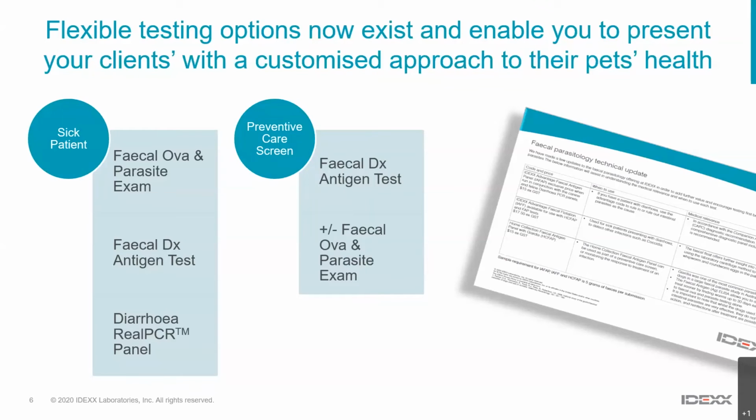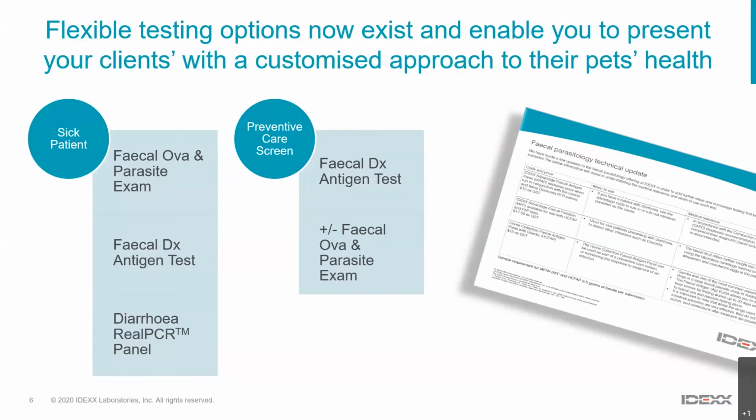But in a patient with diarrhea, we still want to combine that with the ova and parasite exam. The fecal antigen is great for the whipworms, hookworms, roundworms. You can also do Giardia with it if you want. But in some of these patients with diarrhea, we want to see, are we seeing Giardia cysts? Are we seeing coccidia and things like that? So the fecal ova and parasite exam is good to add to that.